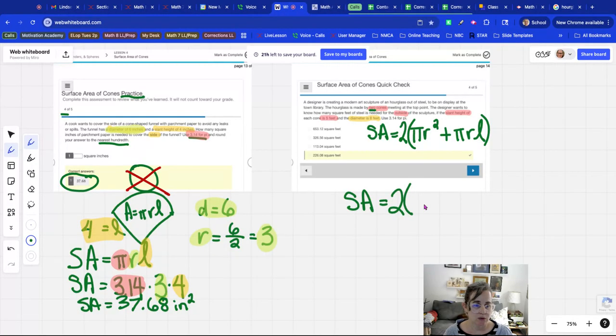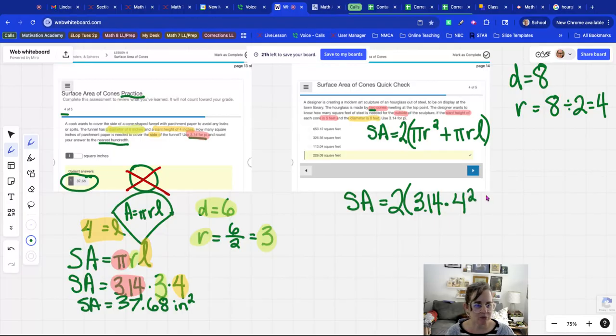2 times 3.14. The radius, diameter is 8. Radius is 8 divided by 2. Okay, could this problem be any harder? They gotta give me the diameter, huh? Okay, plus 3.14, I'm doing the pi r l part now, times the radius, which is 4, times L, which was given in the problem. It's right here. 5 feet is the slant height.